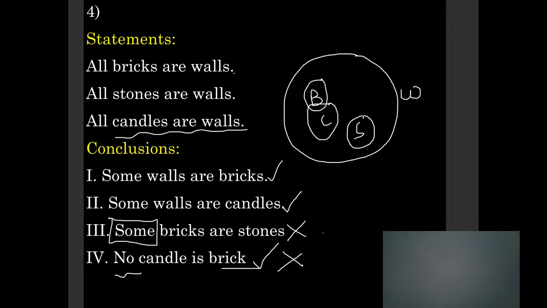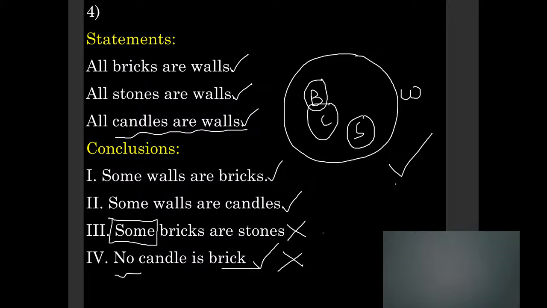All bricks are walls. Yes, bricks are inside walls. Next, all stones are walls. Yes, stones are inside walls only. Next, all candles are walls. Yes, candles are inside walls only. So all three statements are correct. When all three statements are correct, our diagram is also correct.